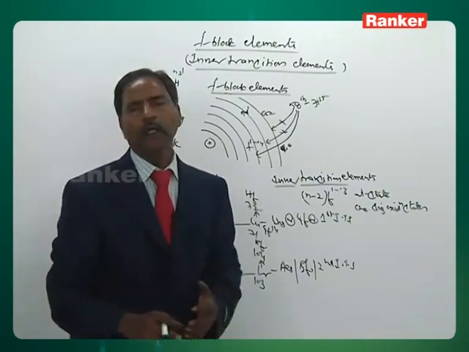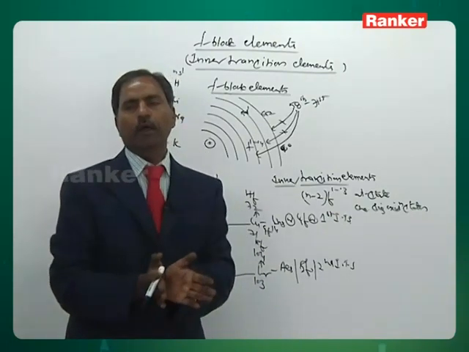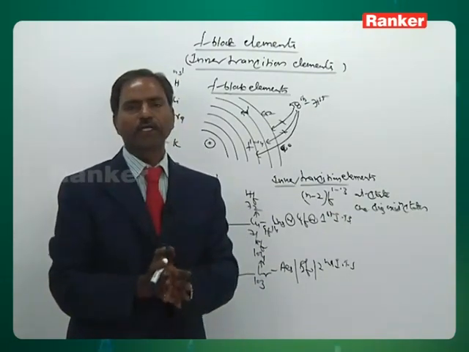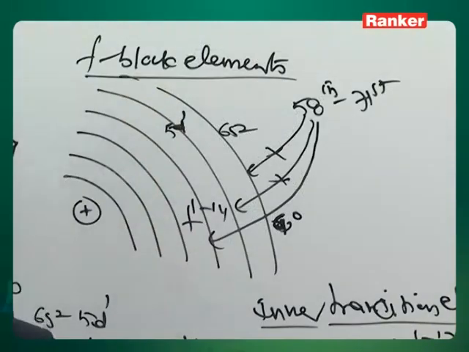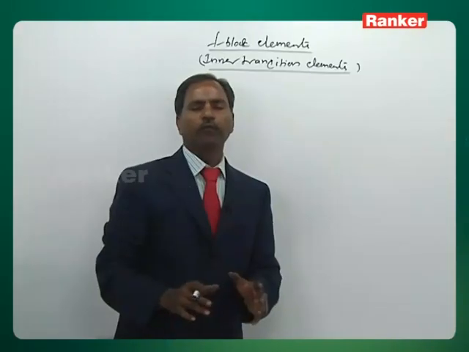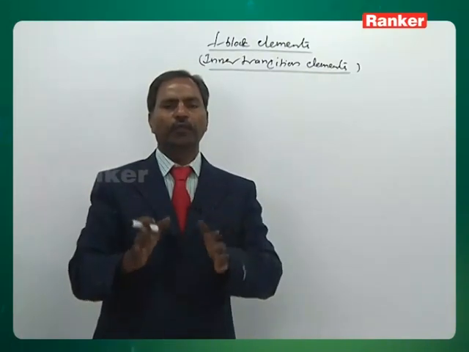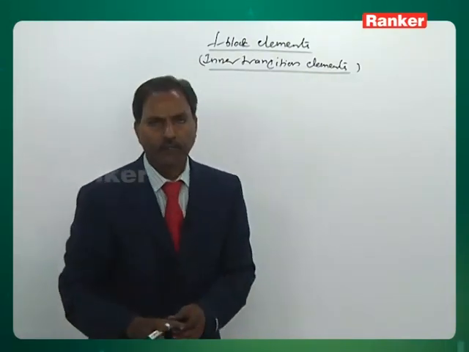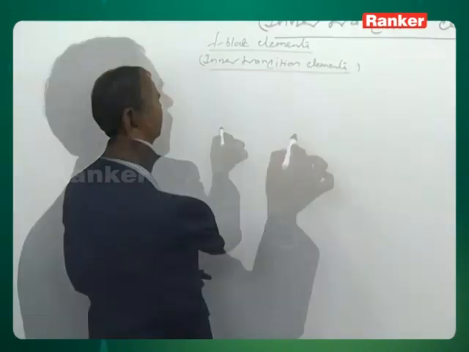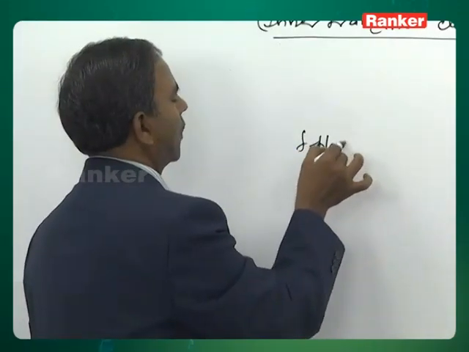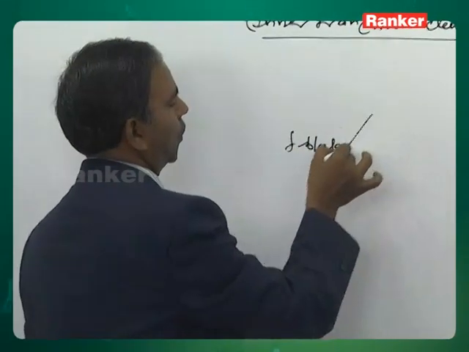Next, let us see how many series of these elements, how they are classified into lanthanides and actinides, and what are their general electronic configurations. See, f block elements are classified into two series.